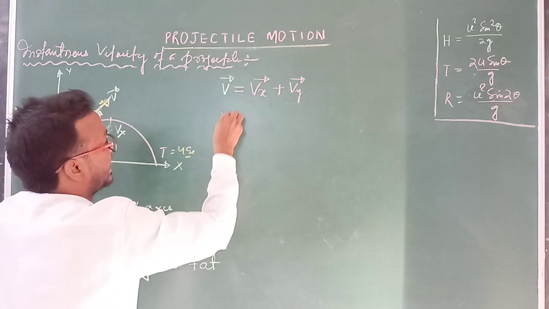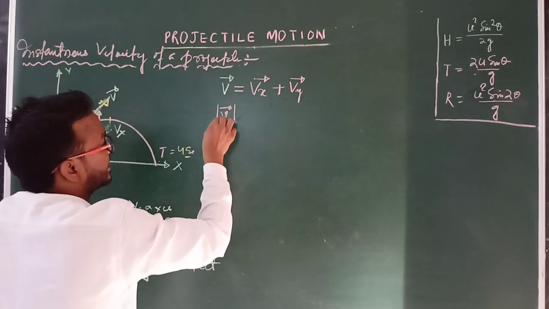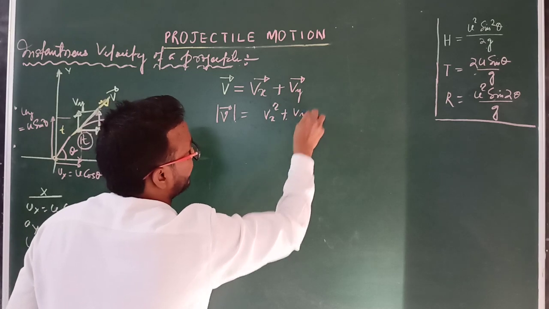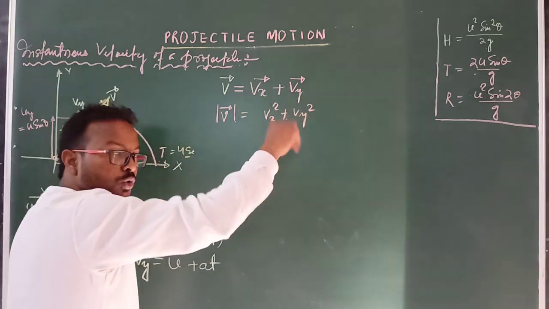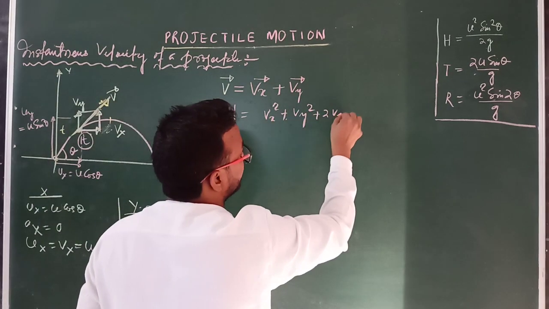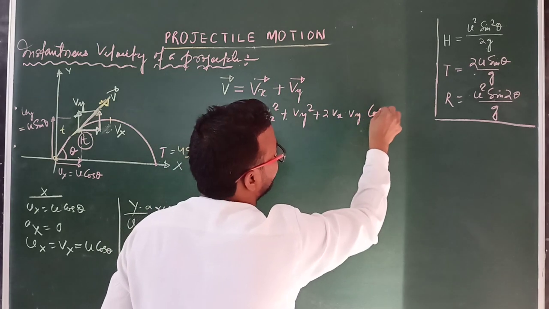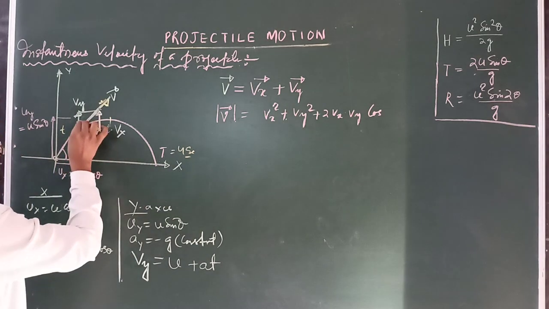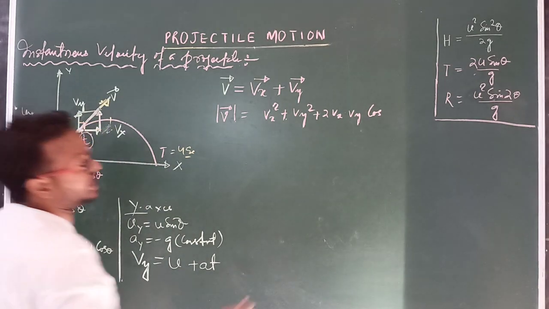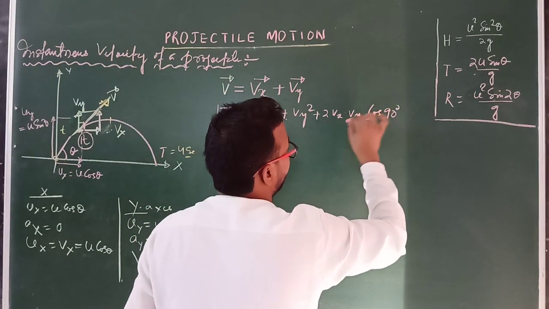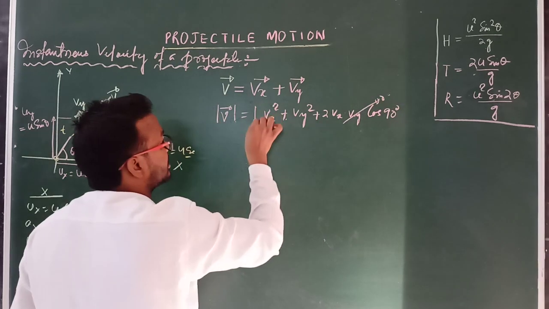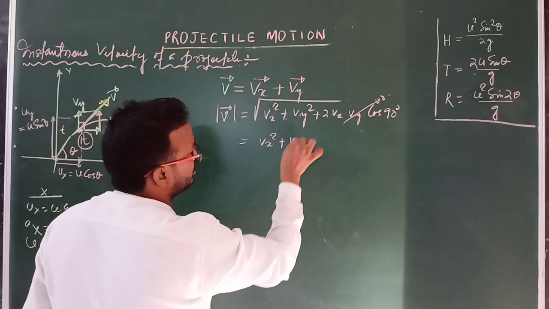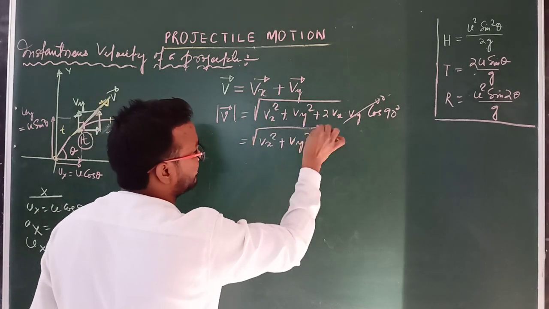And if you want to write the magnitude of this vector, v vector magnitude is equal to how much? That is under root vx square plus vy square plus 2 vx vy cos theta. What is theta? Theta is the angle between the two vectors. This angle is theta, meaning 90 degrees here. So we have to use cos 90, and this total value will be 0 under root. Then we have to find here vx square plus vy square.